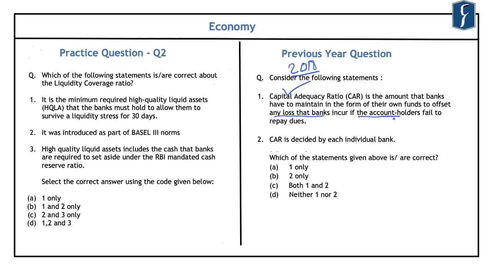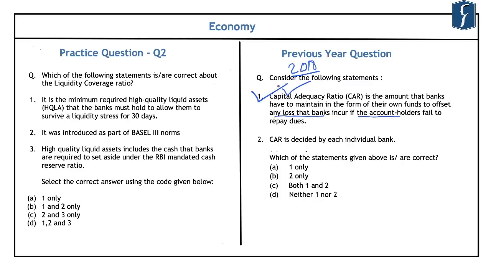Now, if you go through the definition of the capital adequacy ratio, it is the ratio of a bank's capital in relation to its risk-weighted assets and the current liabilities. And it is mainly aimed at offsetting any loss that the bank might incur if the account holders fail to repay their dues. And hence this first statement given here is correct.